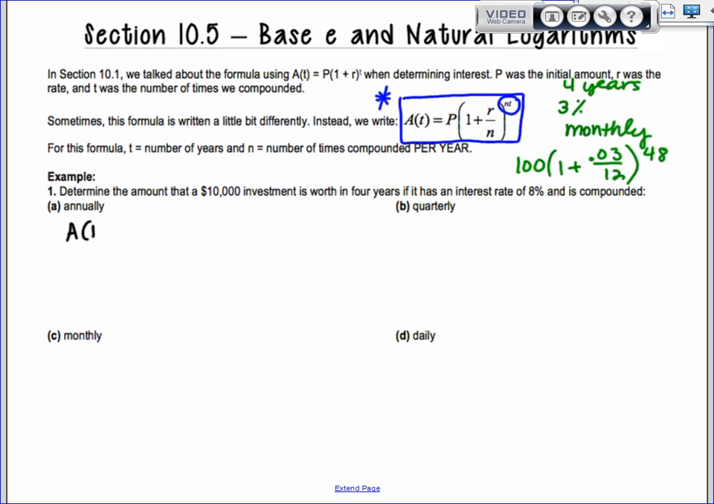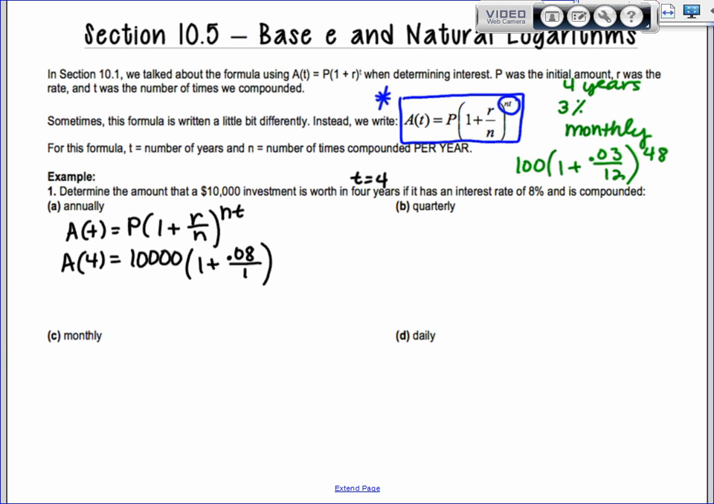Okay, so the first one, I'm going to have A of t equals, I'll write my formula down, P times (1 plus r over n) raised to the nt. So I'm finding my amount after 4 years, right? t is equal to 4. I have P is going to be $10,000. And my rate is going to be 0.08 divided by annually, so it's only 1 time a year, raised to the 1 times t. So 1 times 4.